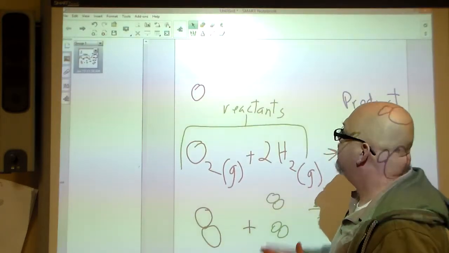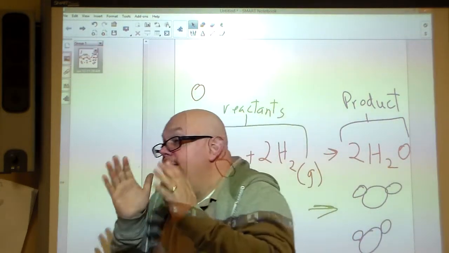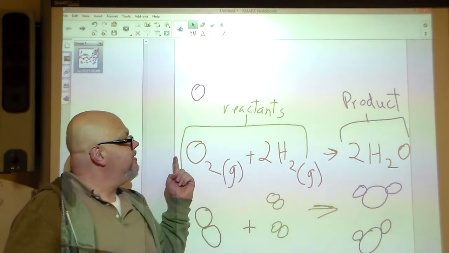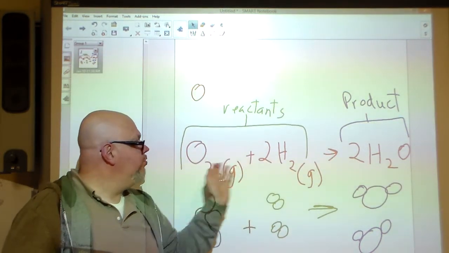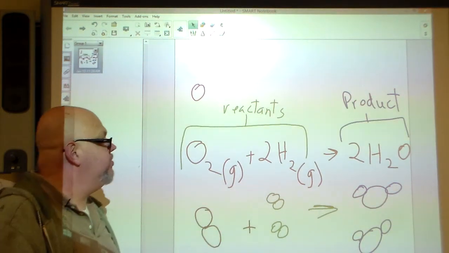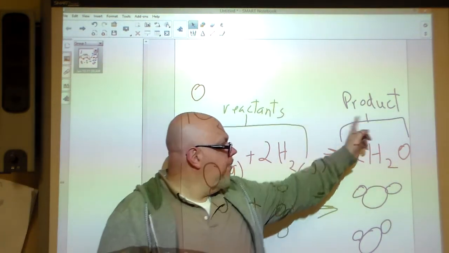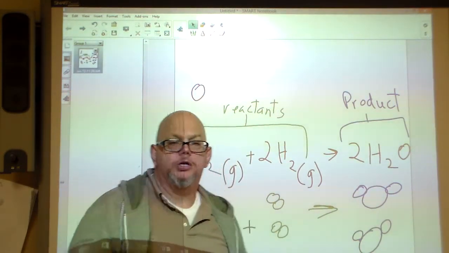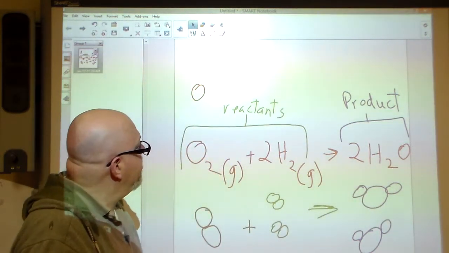So let's take a look at this. Let's round this out. We're looking at the parts of a chemical equation. We looked at the reactants, which in this case are O2 plus 2H2, and I drew out their representations down here. We end up getting a product, 2H2O, where we get 2 water molecules as the result.